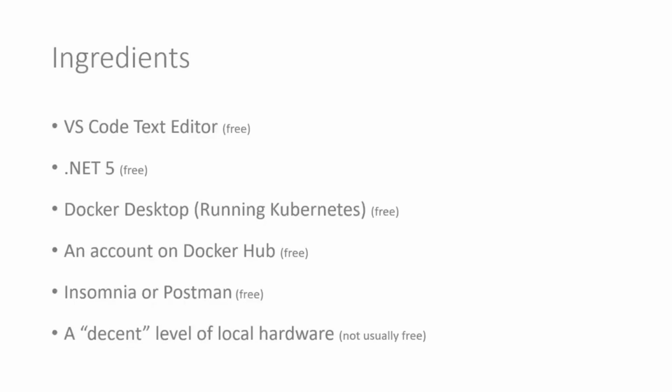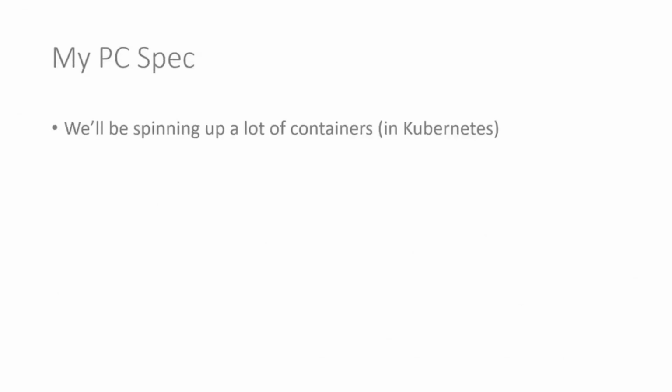I decided that this course would be using just your local machine, so you don't have to sign up for cloud services, which I know doesn't suit everybody. But the downside of that is, yes, we will be running quite a number of services, so you do need a decent level of local hardware. So I'll just show you my PC spec, just out of interest. Now this is probably a higher spec than you need, but I'll just go through what I've got anyway.